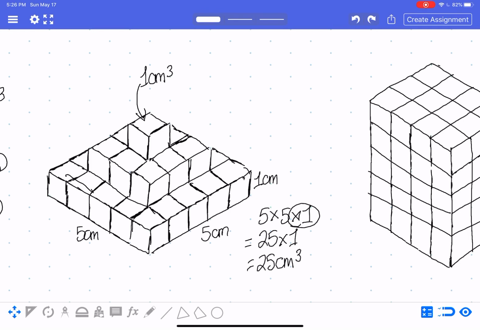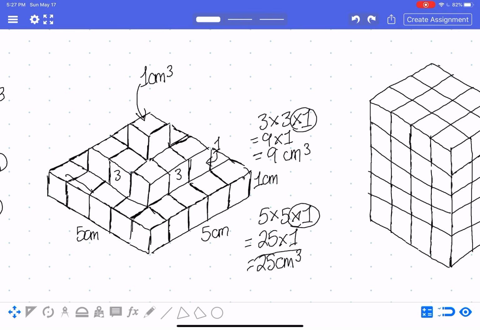Let's look at the middle layer. So the middle layer has a length of 3, a width of 3, and a height of 1. Right? So our formula would be 3 times 3 times 1. Now, 3 times 3 is 9, times the 1. Oh, beg your pardon, 9. So 9 times 1 is 9 centimeters cubed.